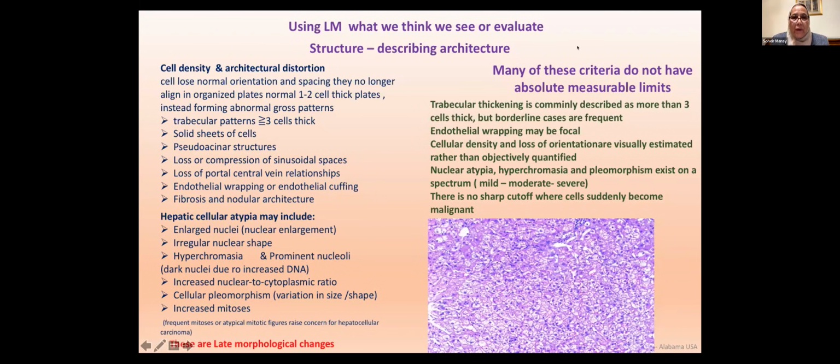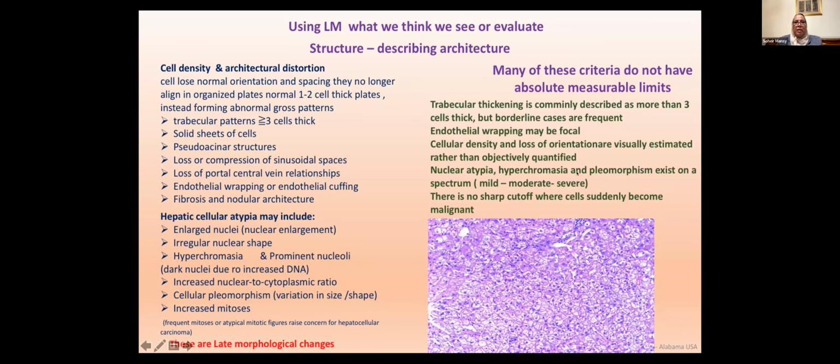What we see using light microscopy, mainly we focus on architectural distortion, cell density, and cellular atypia. There are many criteria that we look for, but many of these criteria do not have absolute measurable limits. For example, trabecular thickening is commonly described as more than 3 cells thick, but borderline cases are frequent. Endothelial wrapping may be focal. Also, cellular density and loss of orientation are visually estimated rather than objectively quantified.